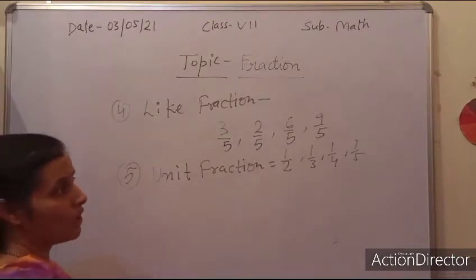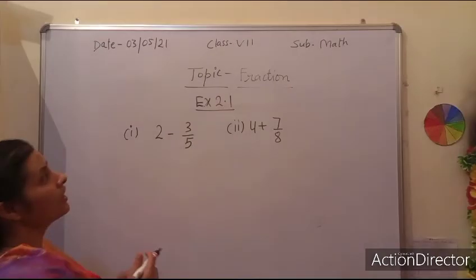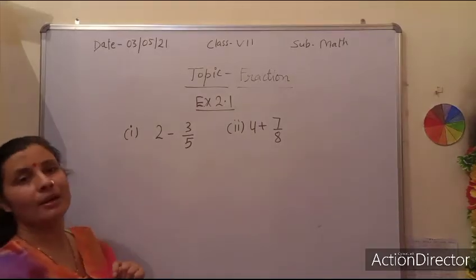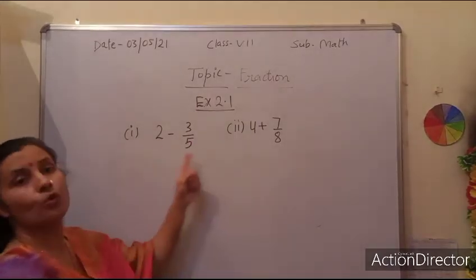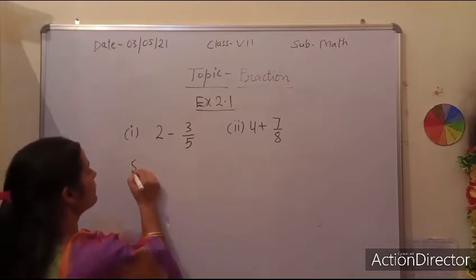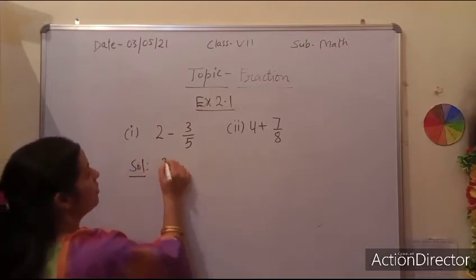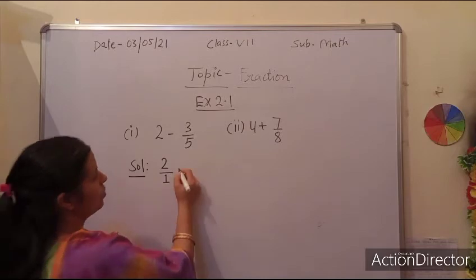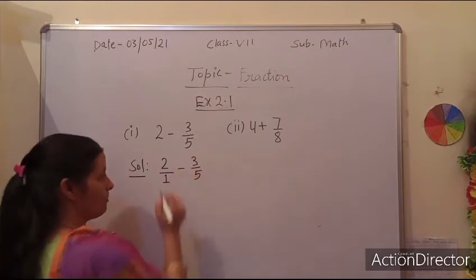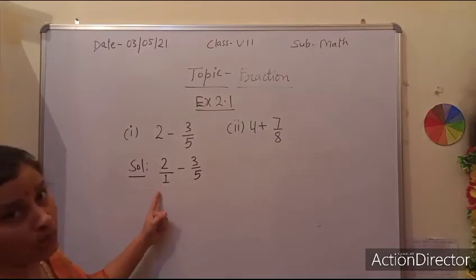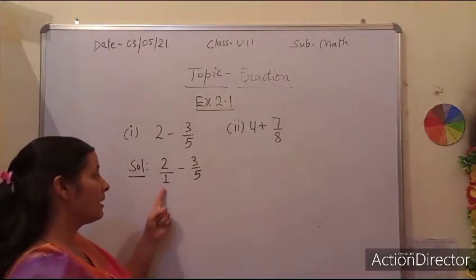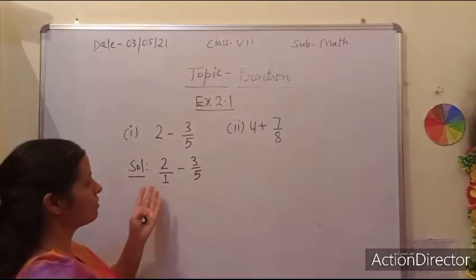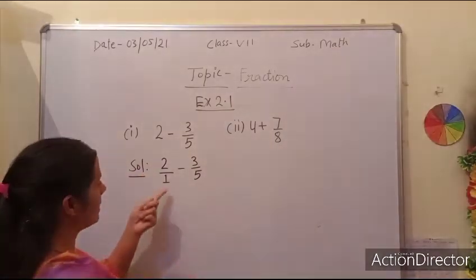Now we will do questions based on the exercise. Coming to exercise 2.1. The first part of question number 1 is 2 minus 3 upon 5. So how to solve this question? Here nothing is in the denominator, so we can place 1. If there is no number in the denominator, for our convenience we can place 1 there, because the calculation is not affected. 1 will not make any change.